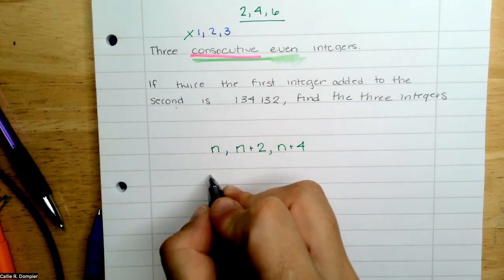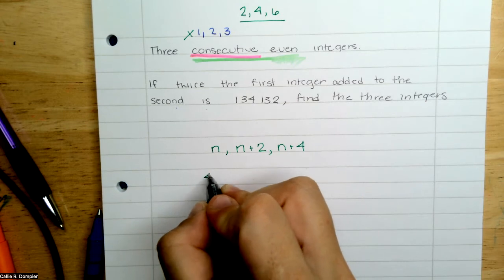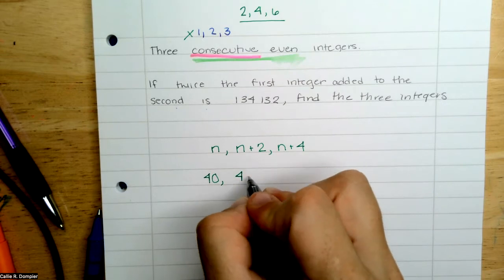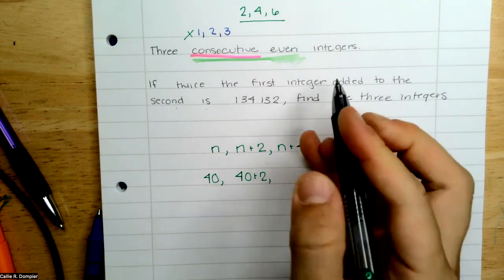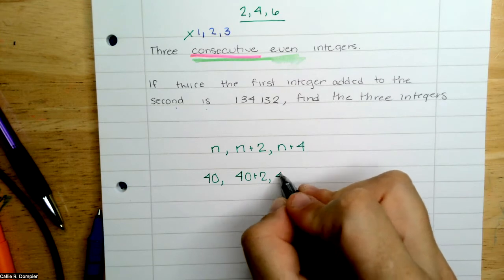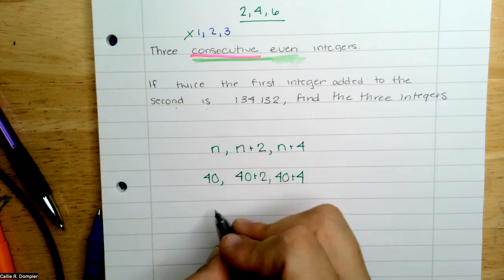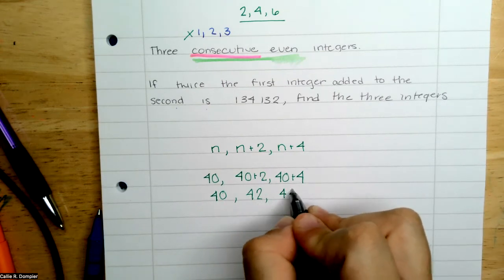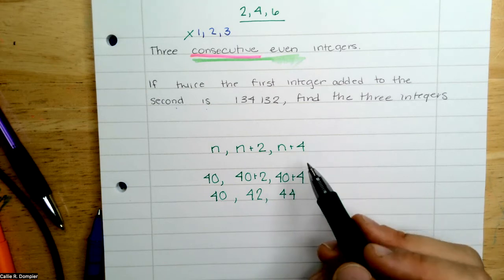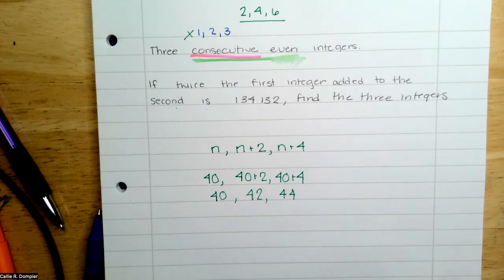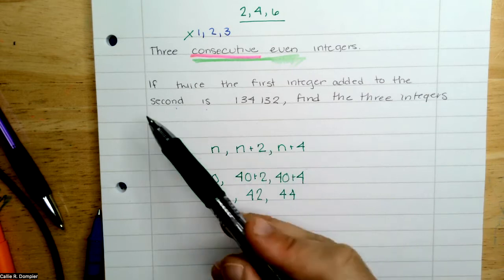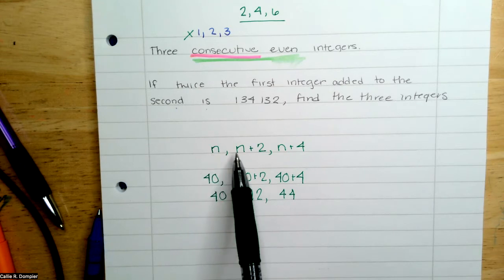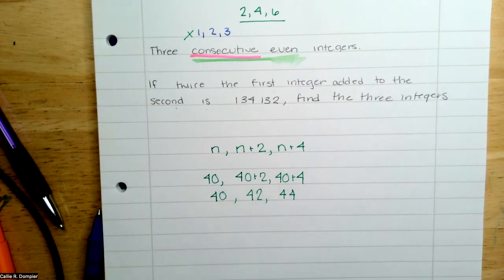Let's say my original number was 40. The next consecutive even integer is 40 plus 2. The next consecutive even integer is 40 plus 4. So that becomes 40, 42, 44. This will always work if you start with an even number. Good? Or 0. All right. So that's what they're saying by consecutive even integers. If I needed to represent consecutive even integers, that's how I would write them in one variable.